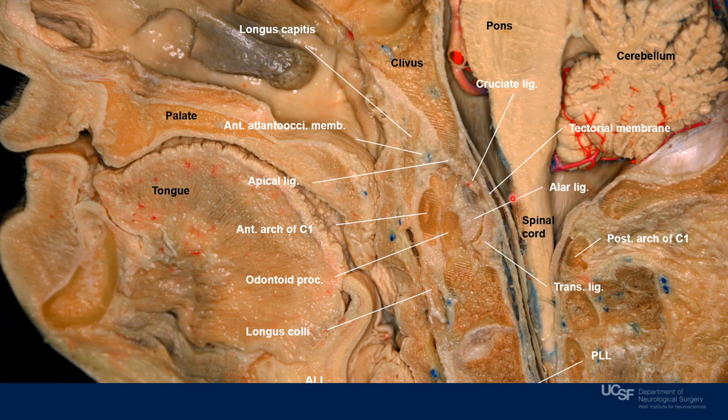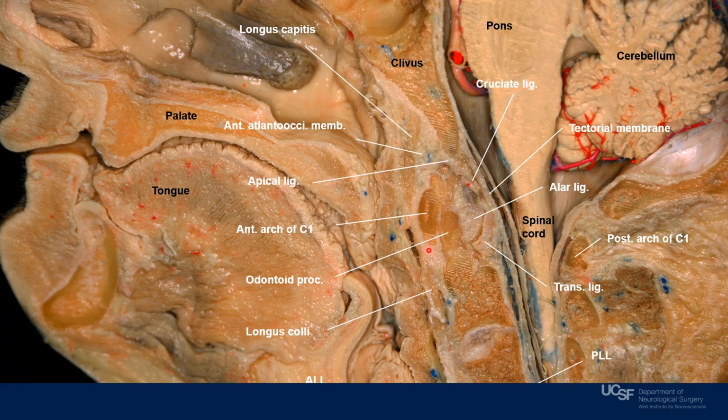This is the cervical medullary junction, the cerebellum, clivus, and from the connective perspective, we see the longus colli that, if we remember, the longus colli attaches to the anterior tubercle of the anterior arch of C1, and superiorly we see the longus capitis that attaches to the basilar portion of the occipital bone.